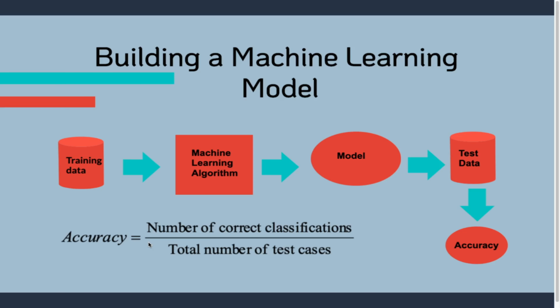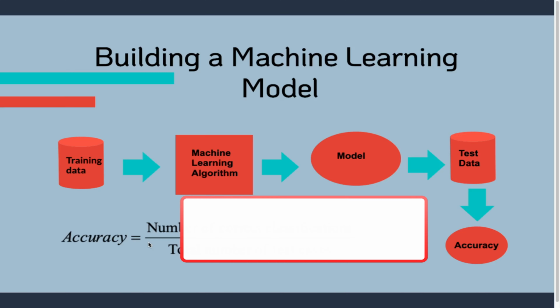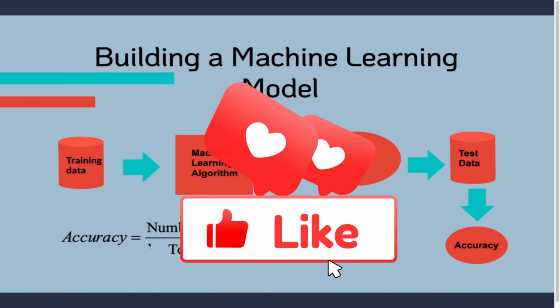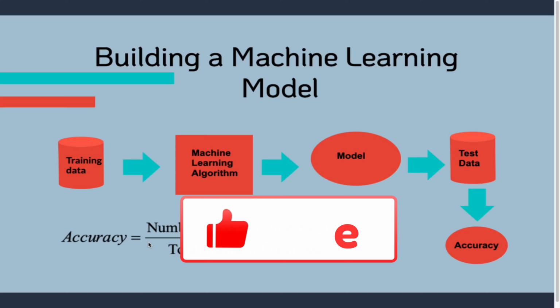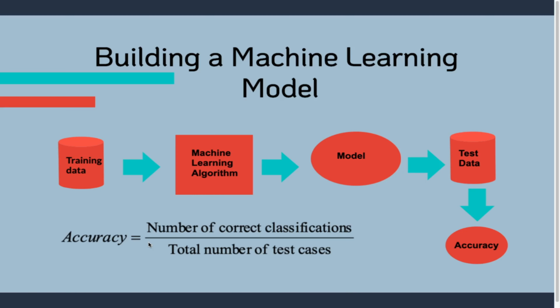This accuracy applies only to a classification problem, because in a classification problem it can be a yes or no, it can be blue or green, it can be win or loss. So it can be either correct or wrong. So in that case it becomes very easy to check the accuracy percentage.